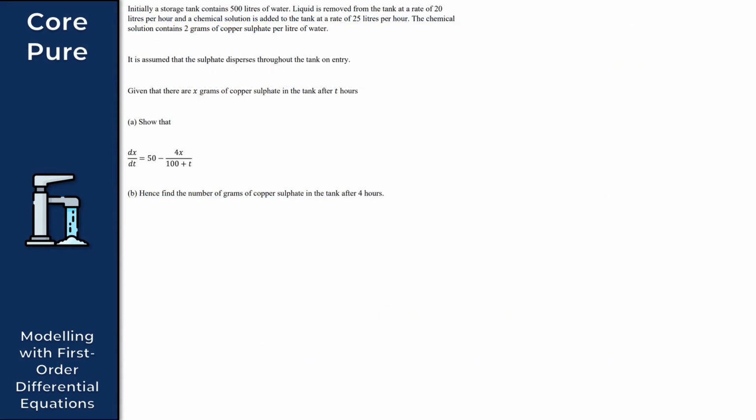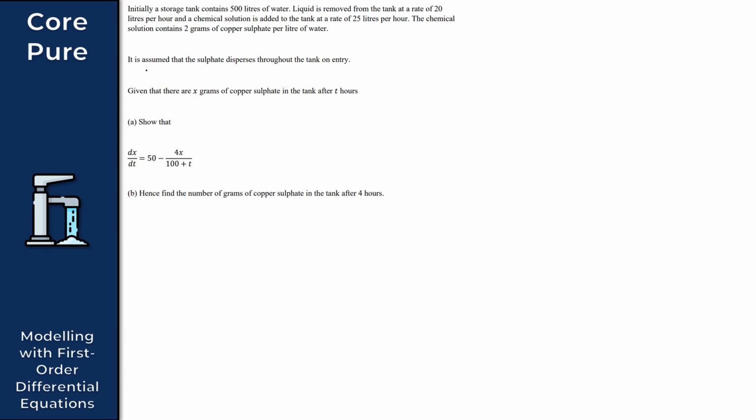So let's have a go at this practice question. We're told that initially a storage tank contains 500 litres of water. Liquid is removed from the tank at a rate of 20 litres per hour, and a chemical solution is added to the tank at a rate of 25 litres per hour. The chemical solution contains 2 grams of copper sulfate per litre of water. We're then told that it's assumed that the sulfate disperses throughout the tank on entry.